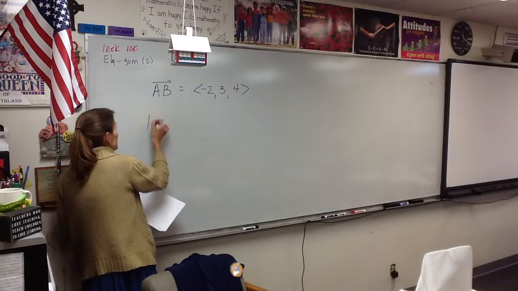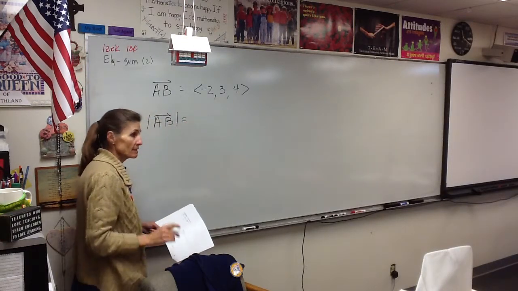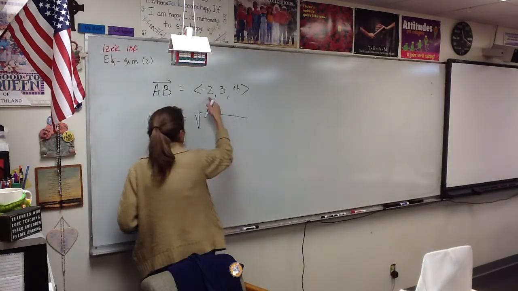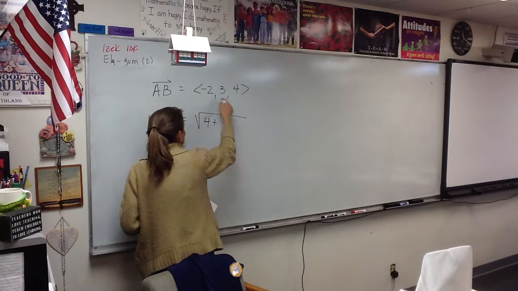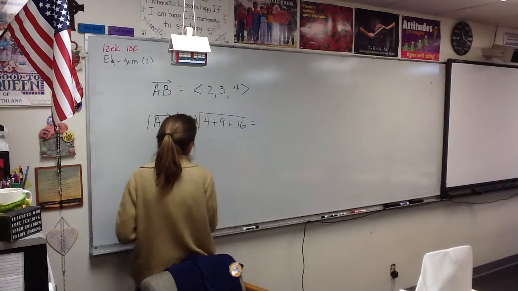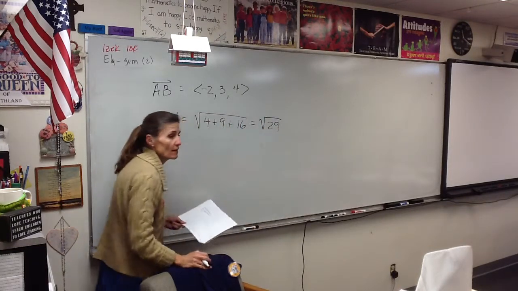What does the notation in letter B mean? Magnitude. And to find the magnitude, we just square that one, square that one, square that one, and add them up. So that's going to give me the square root of 29. Boys and girls, you've done that a zillion times.